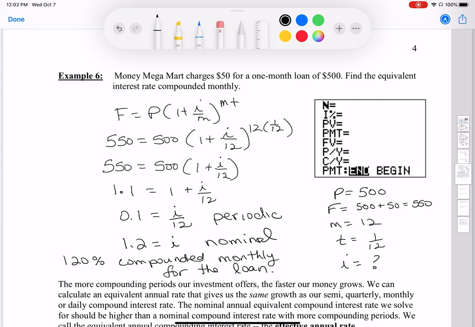Those loan sharks. All right, so come back and in the next video, I will show you how to do the last skill that you need for Math 53.